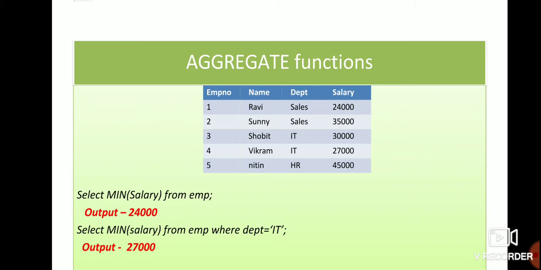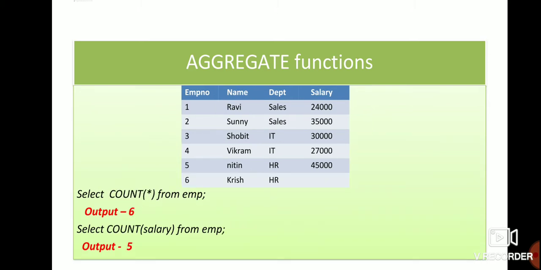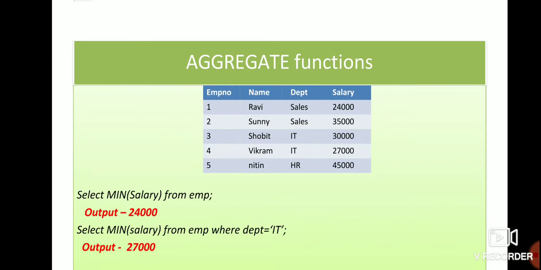Next, minimum. To calculate the minimum salary, what will you do? Select min salary from employee. What will be the output? What is the minimum salary in this salary column? 24,000 is the minimum salary in the salary column. If I want to give a condition with the where clause, like where department equal to IT, in IT you will differentiate between 30,000 and 27,000. So what will be the output? 27,000 will be the output.